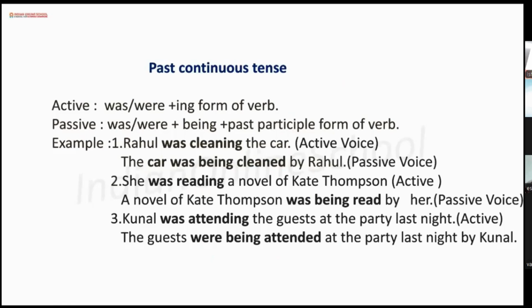Now, Vaishali, we will do the past continuous tense. Okay, first let me tell you the rules. In the active voice it is was, were, and verb plus ing. In the passive voice, it is was, were, being, and the past participle form of the verb. Okay, so Vaishali, can you please read the first example for me?